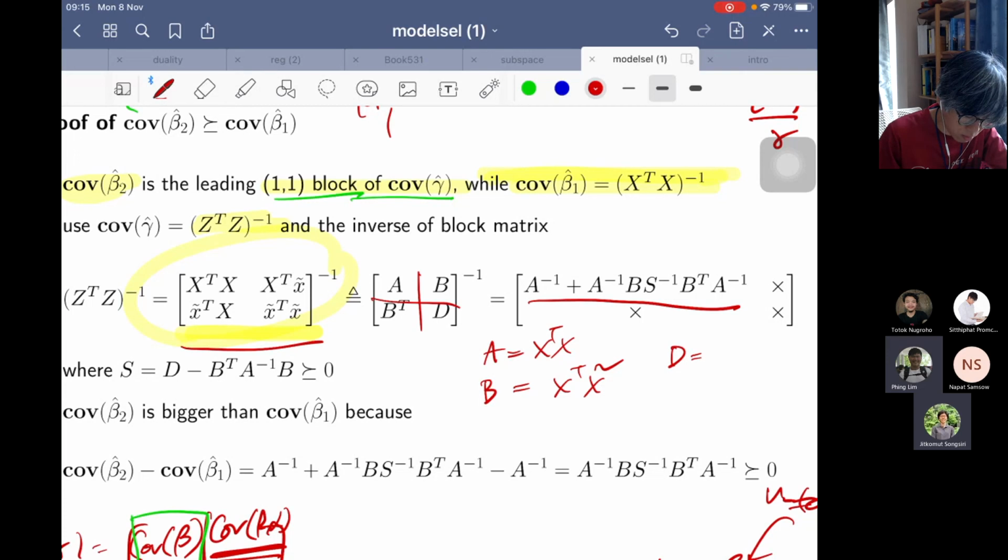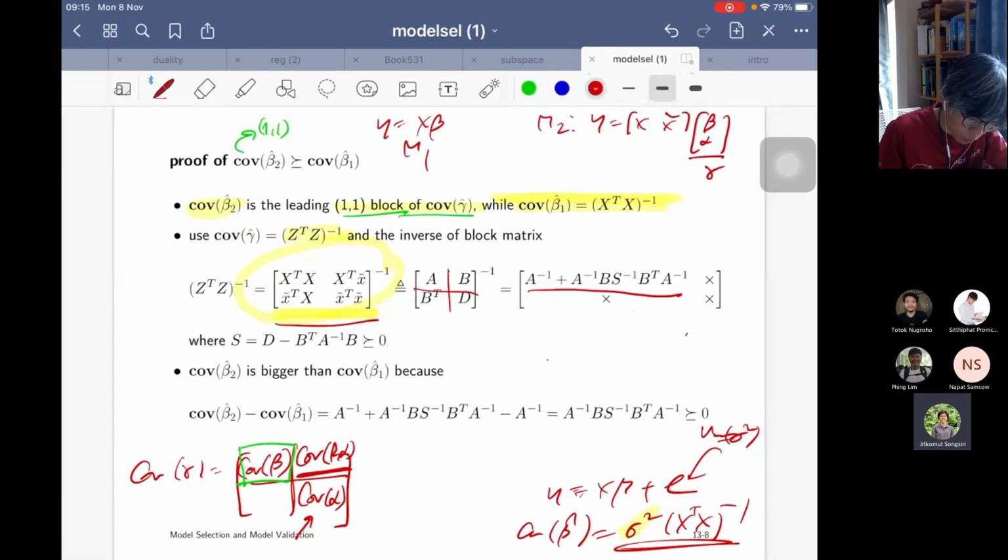H T D transpose H T D. Say it again. H T D transpose H T D. Okay, all right. So everyone follow this, okay? We use the result from the inverse of block matrix.